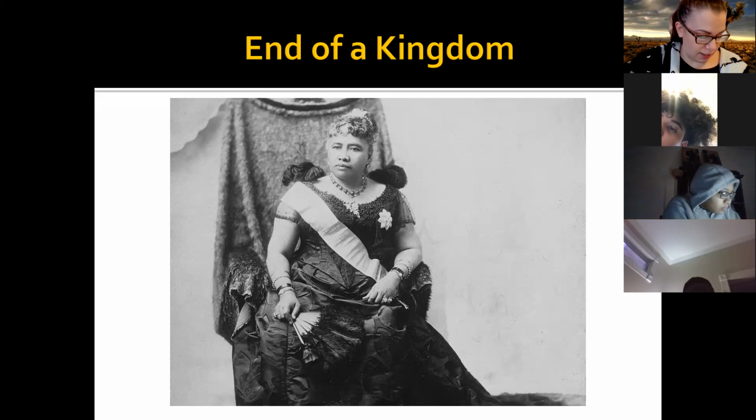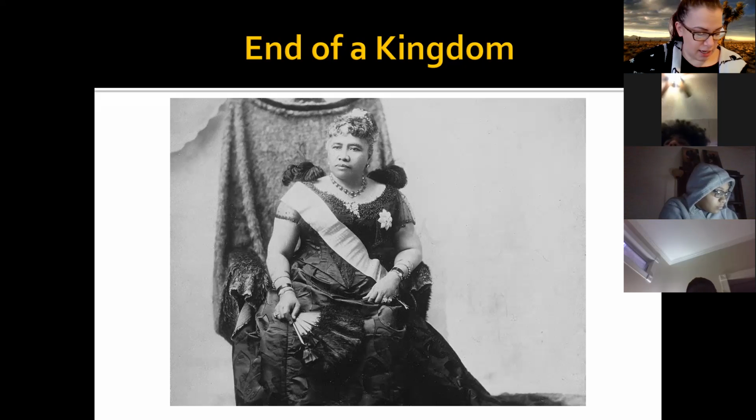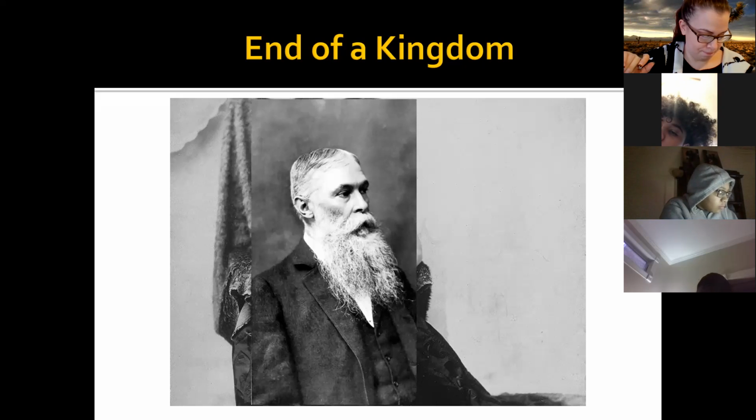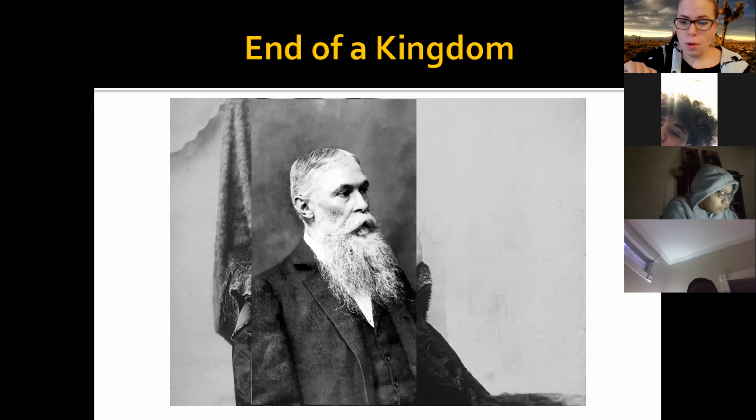On the screen in front of you is the Queen of Hawaii, Liliuokalani. In 1893, her nation of Hawaii was overthrown by a group of businessmen. They took over Hawaii because they wanted more control over sugar and pineapples. Most of these businessmen were backed by the US military because of the profit that was sitting in Hawaii.